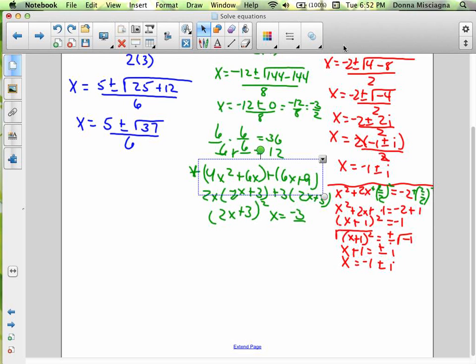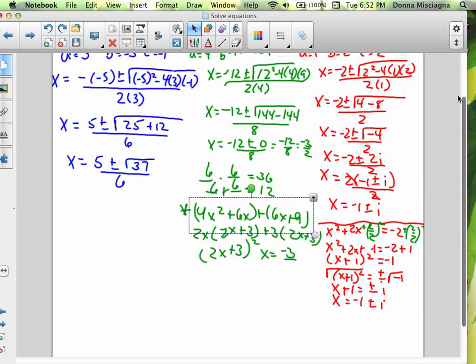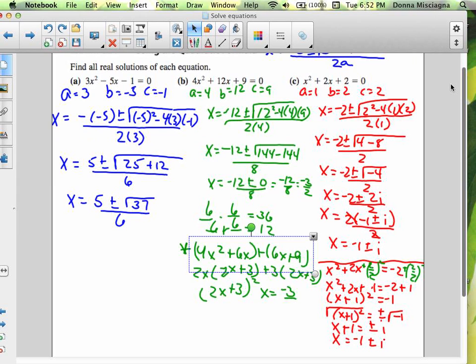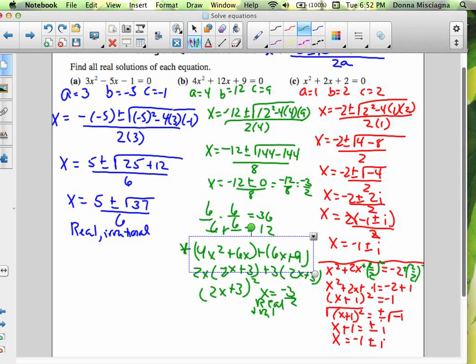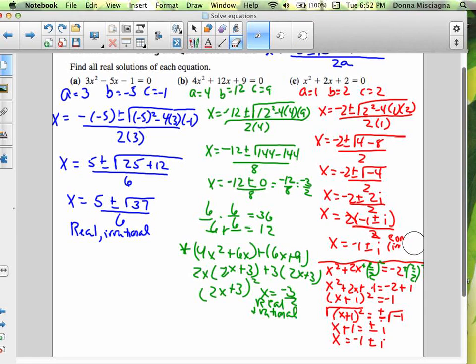All right, so notice we had one real solution. This solution here is real but irrational. Our second solution was just real. What happened to the 2? It is real and rational. And the third one was complex or imaginary. And I guess technically it's complex because it has a real and an imaginary component.